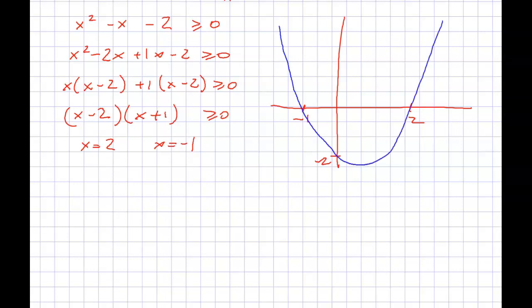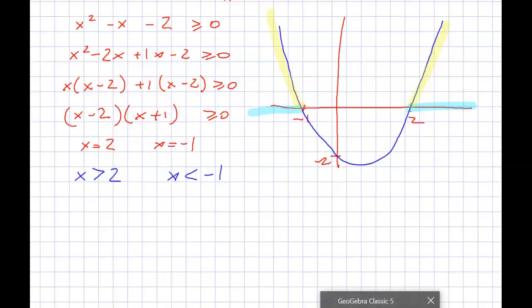Okay, the key feature here is, when is the function greater than 0? It's going to be greater than 0 in these sections here. It's above the x-axis, and so the values of x that would meet that criteria would be anything that's greater than 2 or less than minus 1. So x is going to be greater than 2 or it's going to be less than minus 1. So that's the solution of the original inequality.